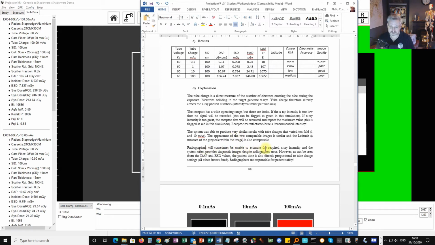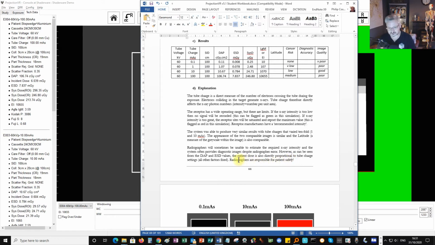Radiographers will sometimes be unable to estimate required intensity, and the system provides diagnostic images despite radiographer error, which is a good thing. However, as can be seen from the dose area product and the entrance surface dose, the patient dose is proportional to tube charge. Radiographers are responsible for patient safety, so you can't not learn from creating an image which is diagnostic but was double the radiation dose than it needed to be. So you should always make a note and learn so that when you X-ray a similar patient next time, you use half the amount of tube charge and consequently don't over-irradiate the patient.